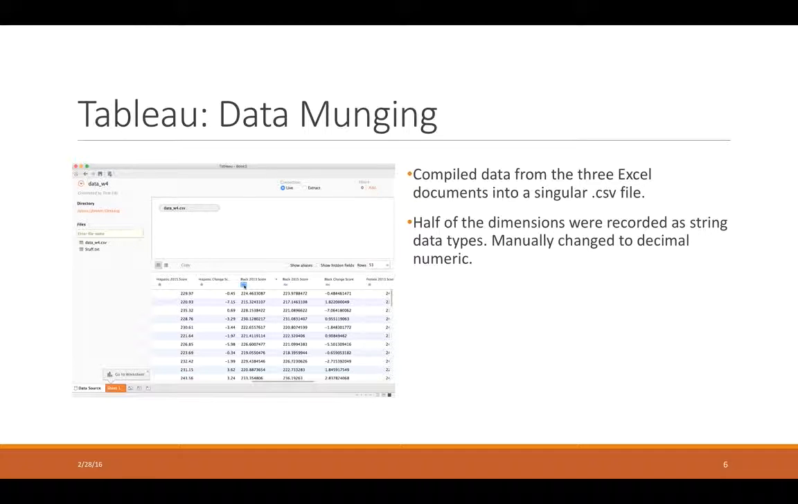I also had to do a little bit of data wrangling, where I had to change the data types for several of the columns in order to support the numeric float data type. And also, there were some nulls within the data set, and those had to be dealt with.